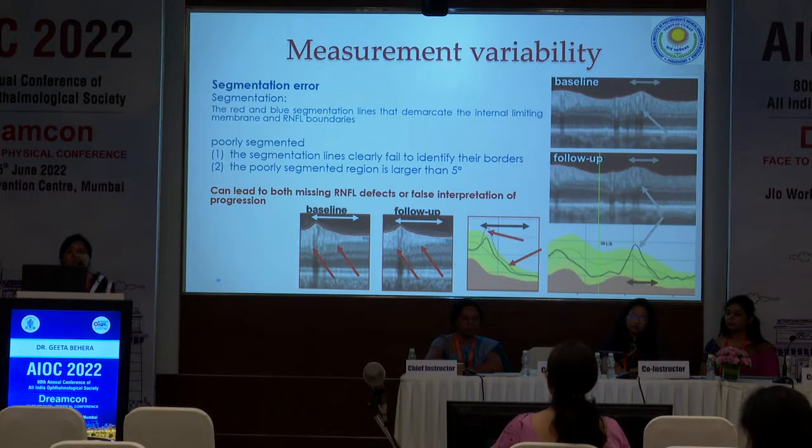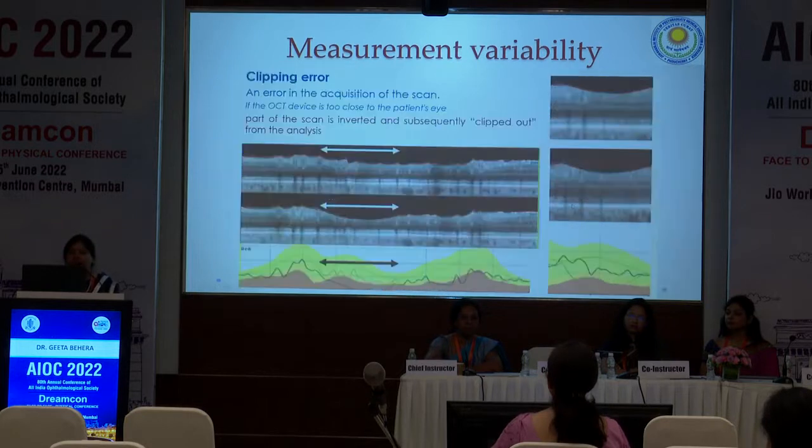If there's an error in the segmentation, that is, if the segmentation is not done properly, for example, in this particular area, the segmentation line is above where actually the RNFL should be. So this will be interpreted as a relative progression here. Similarly, if the segmentation line is going above the area, this will be erroneously reported as being a better scan, but actually this is not the case. So one has to look at the actual scans here.